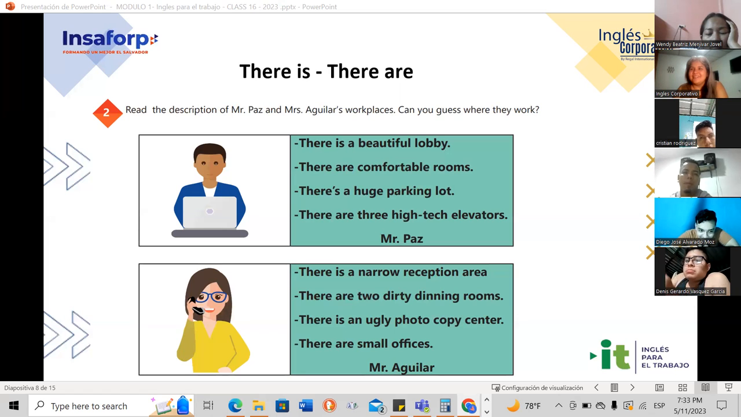Un call center. ¿Un call center? Es una empresa. Bueno, hay una fotocopiadora, hay una recepción pequeña, hay oficinas pequeñas. Y los dining rooms como las salas están sucias. Un gimnasio. ¿Un gimnasio? Me parece más como una agencia de buffet, algo así. ¿Como un buffet? Ajá, un pequeño buffet. Un cibercafé. Ajá, it could be.